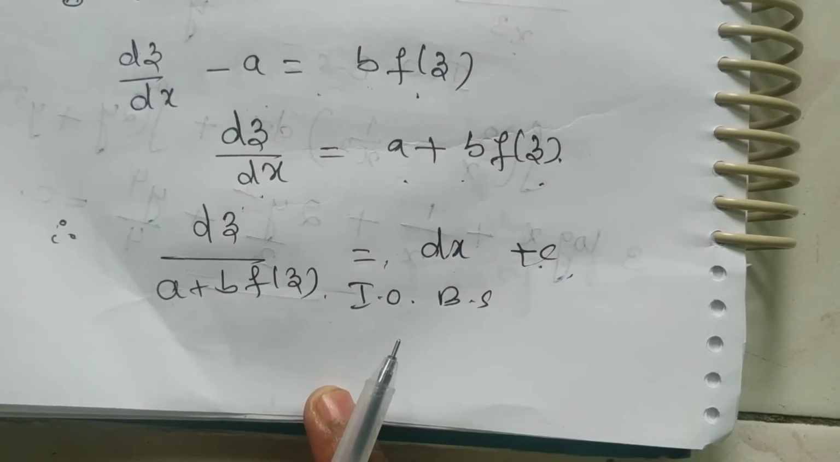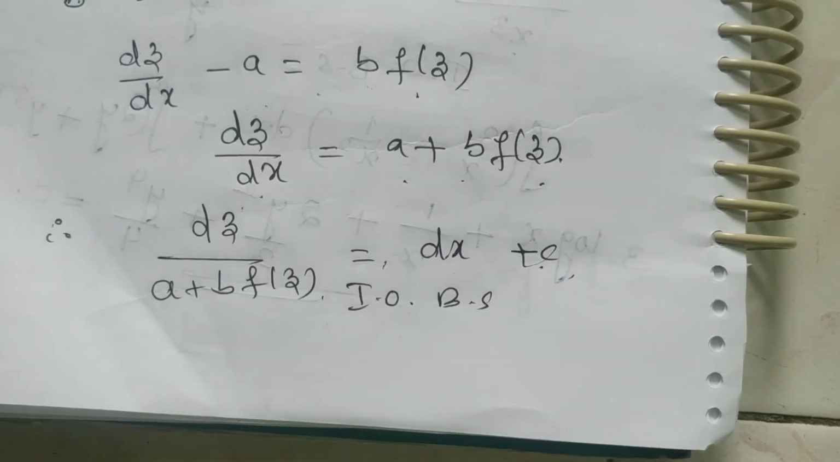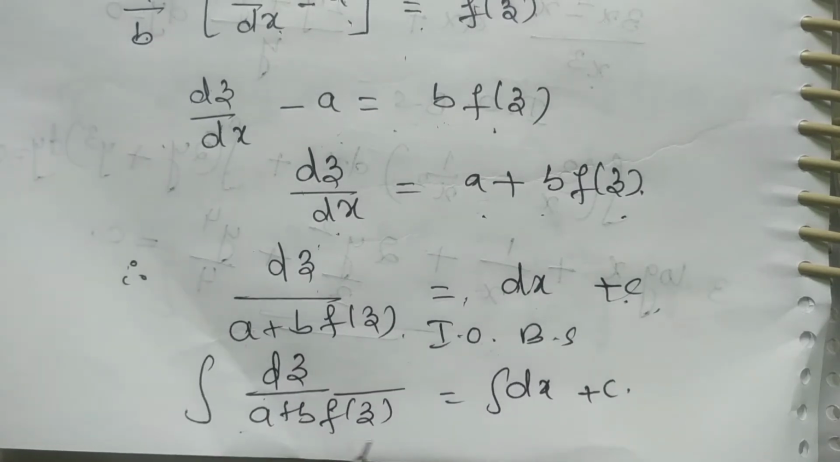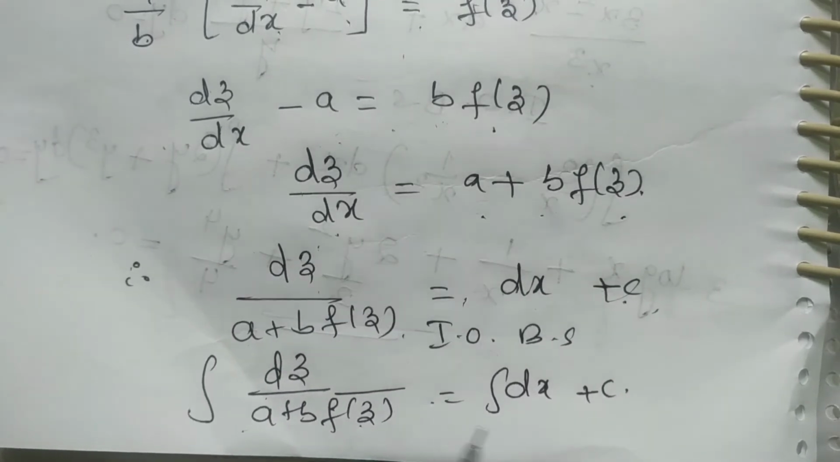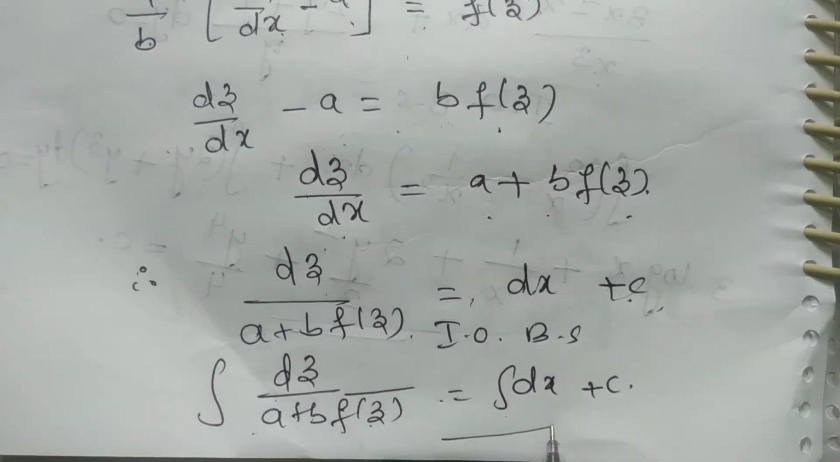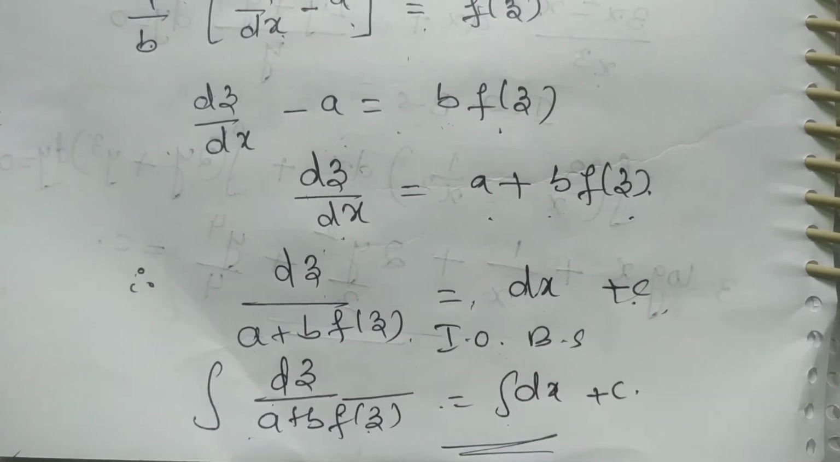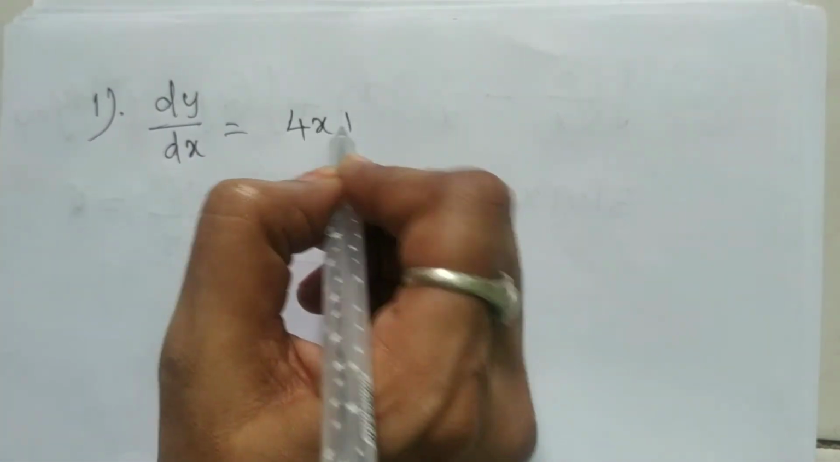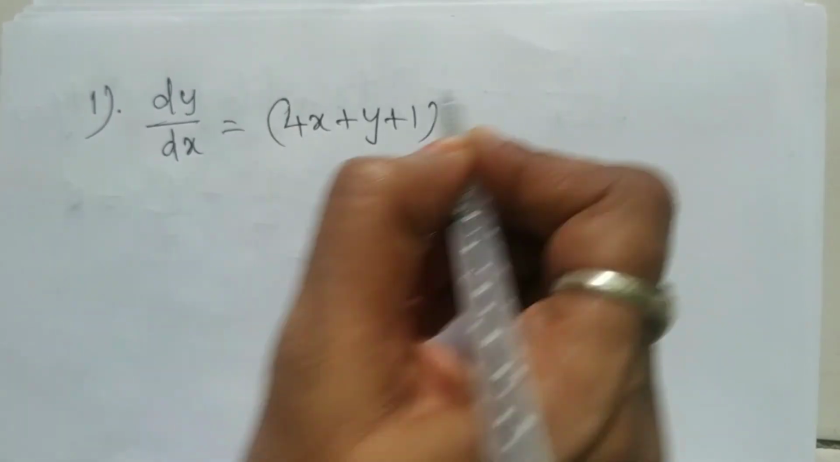So then integrating on both sides. Therefore integration of dz by (a plus b f of z) equal to integration of dx plus c. So this is the variable separable method by substitution. Problems on substitution method. So first problem, dy by dx equal to (4x plus y plus 1) whole square.